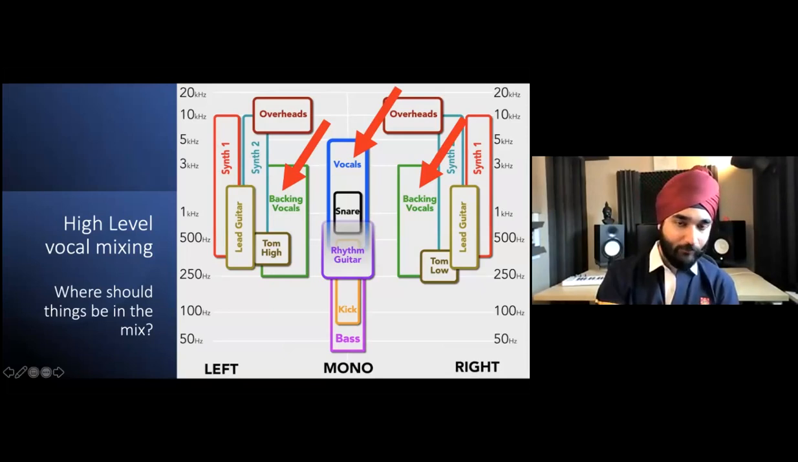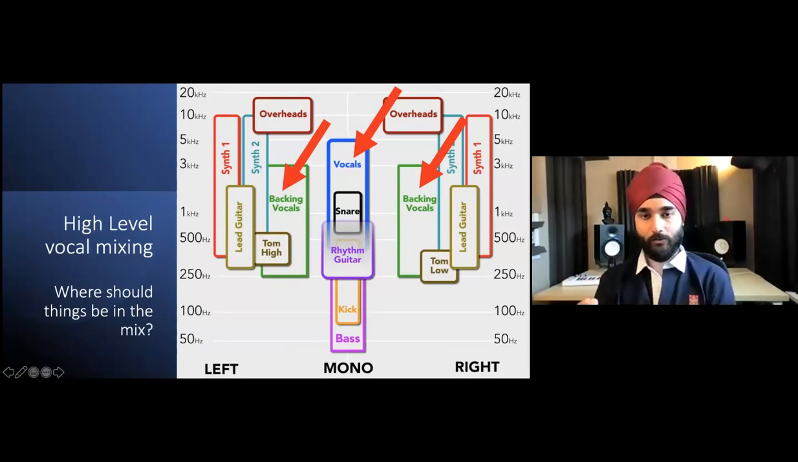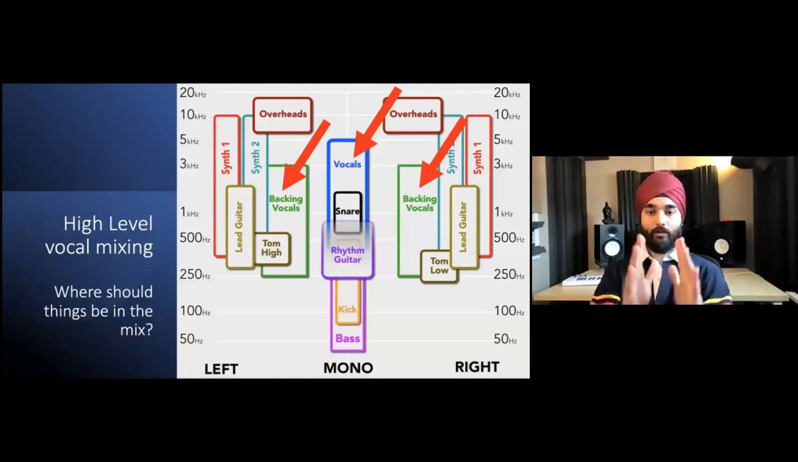And at the same time, we've got these other things called backing vocals that are sitting left and right. And backing vocals are provided to support the main vocal sound. The reason why vocals are so important is because usually that's the messenger on your song. That's the voice that's talking about the lyrics. It's talking about the emotion. It's telling the story. So it's really important that you've got that voice right in the middle and you've got the backing vocals supporting it.